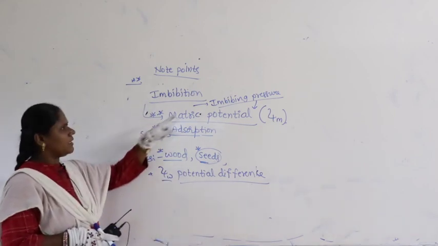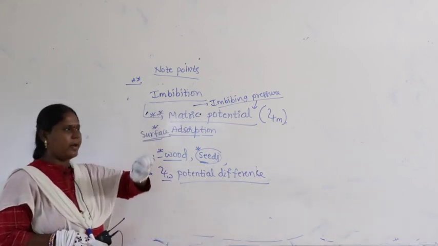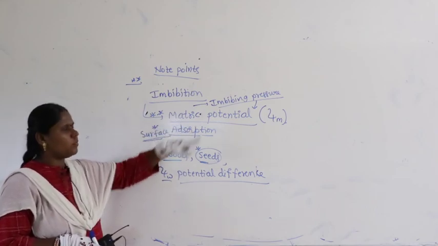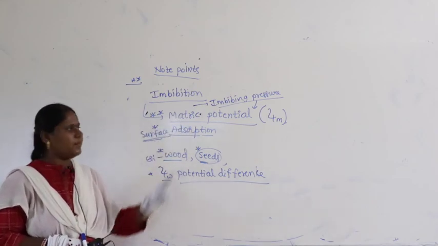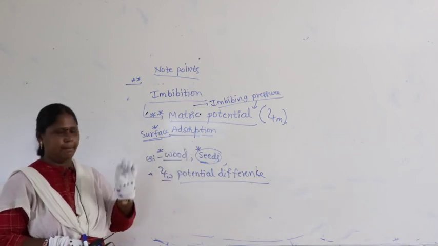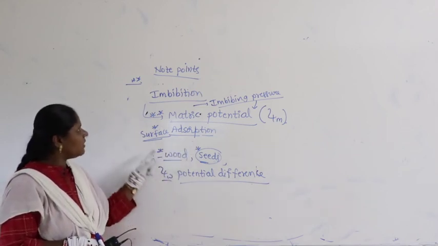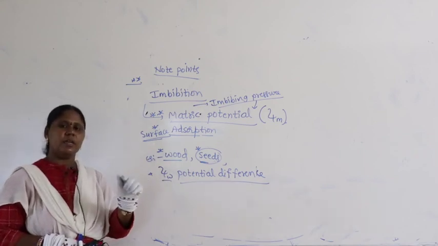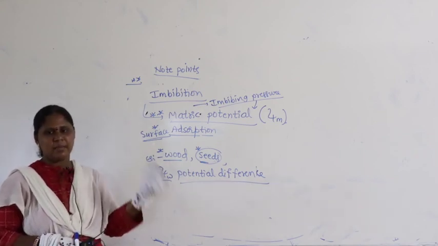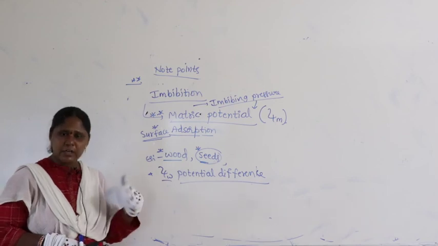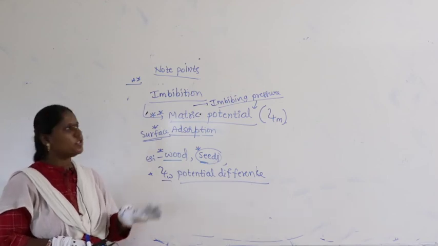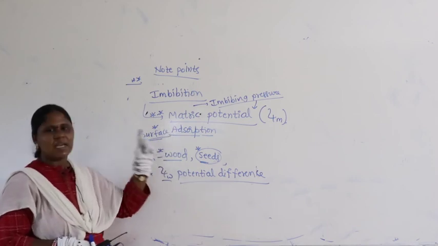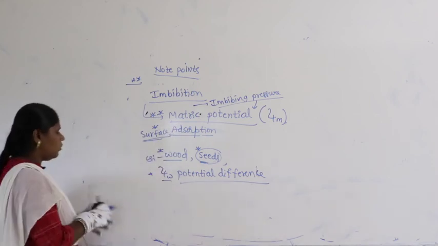The pressure exerted by the imbibant itself is referred to as what? Matrix potential. We can take the value as psi m. But remember, imbibition also needs a water potential difference, an affinity between the imbibant and the adsorbent, and water potential difference is also very much essential for imbibition to happen. That is nothing but what we call surface adsorption.